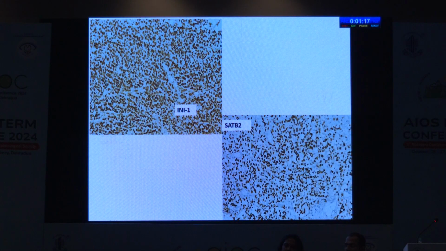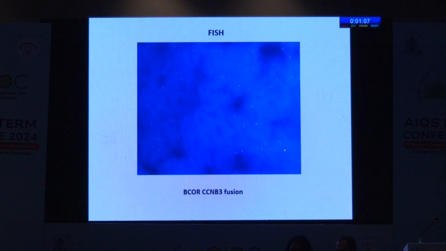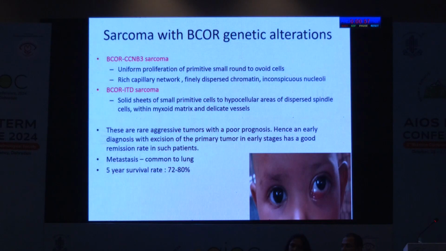So we resorted to immunohistochemistry. INI1 was diffusely positive, SATB2 was positive, and BCOR was also diffusely positive. So we resorted to genetic analysis. FISH, fluorescent in situ hybridization, was done, which showed the BCOR-CCNB3 fusion. So this confirmed our diagnosis of sarcoma with BCOR genetic alterations. There are many alterations which can be seen, BCOR-CCNB3 sarcoma or BCOR ITD sarcoma, which is more common, but in our case it was BCOR-CCNB3 sarcoma, which shows a round cell tumor.